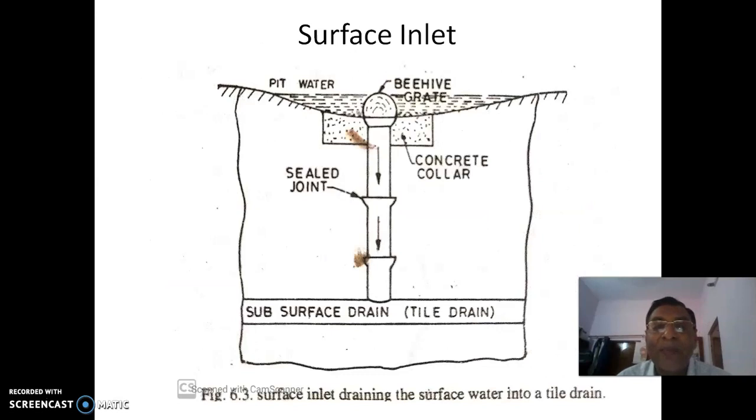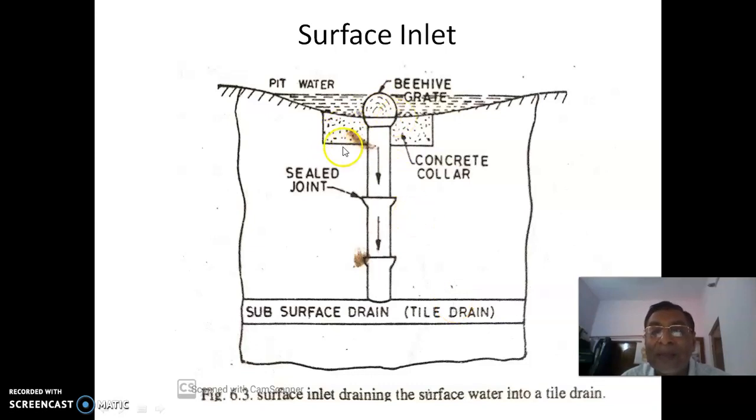Okay, this is a surface inlet, beyond the grade, and you can see pit water. Some of this water is simply taken down here to a subsurface drain. This is called surface inlet draining, draining the surface water into a tile drain. We are directly connected from the surface to an inlet, and then there is a subsurface drain, which is also called a tile drain.